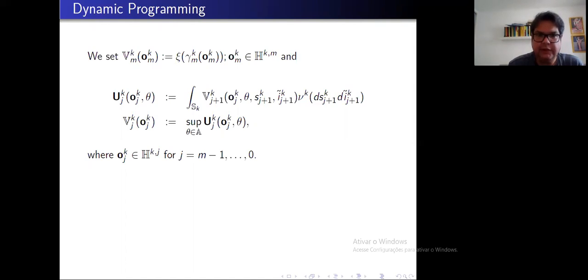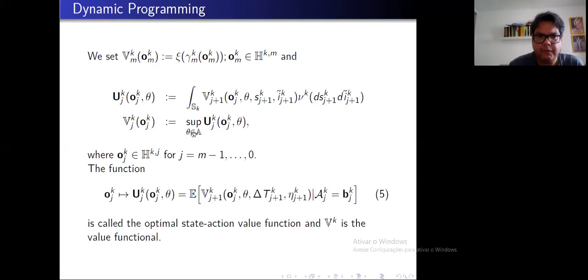And I do this: I define the value functionals in the backward sense. I will start with this final condition, and then I consider capital U, and I take the sup with respect to theta. And the function here is the optimal state action value function. So this you can approach by means of regression methods.